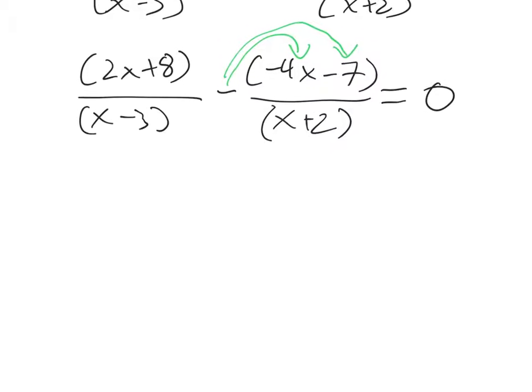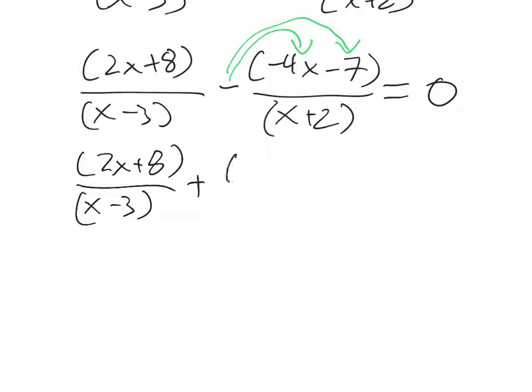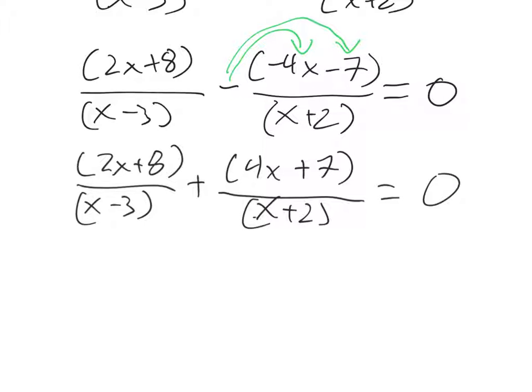All right, so let's just move it on down. So now we have our 2x plus 8 over x minus 3 plus 4x plus 7. Remember, we distributed that negative sign. And then still over x plus 2. And this is going to be equal to 0.